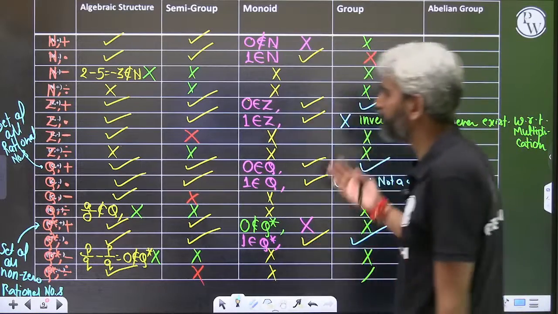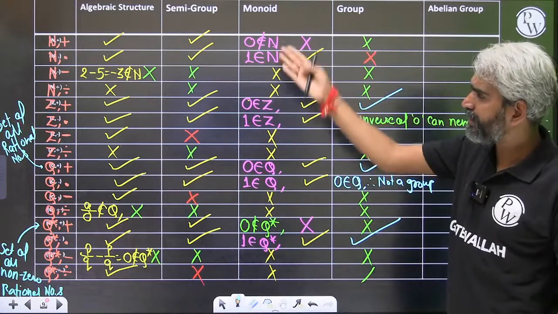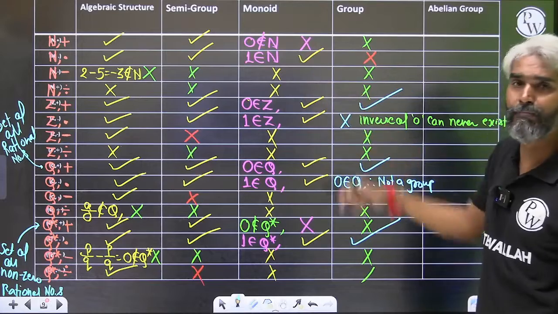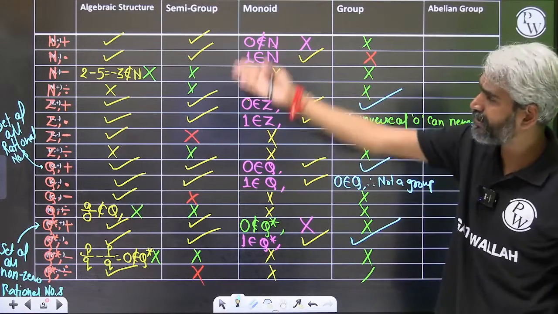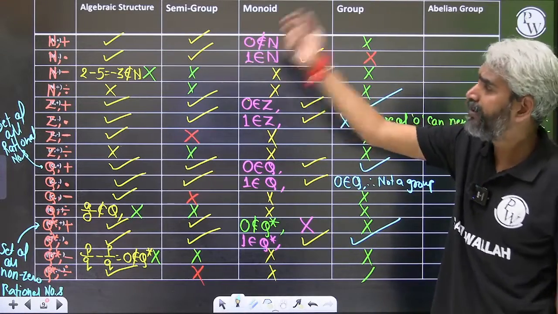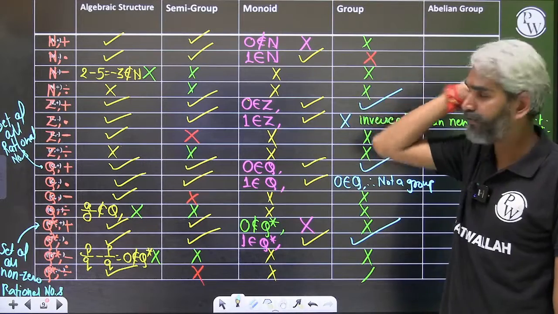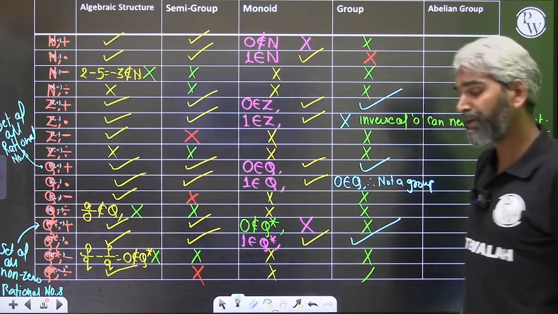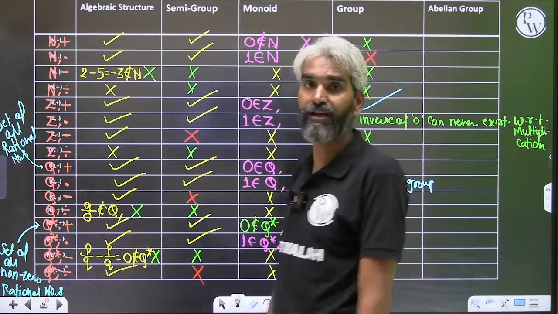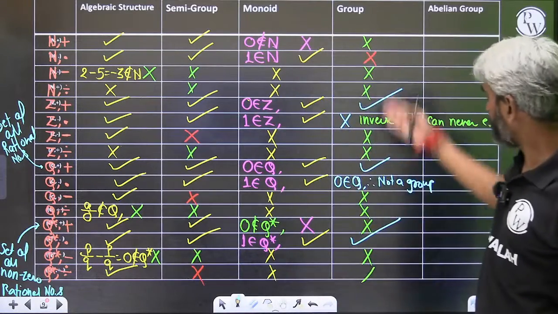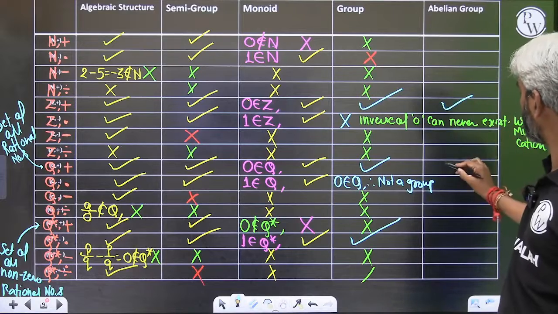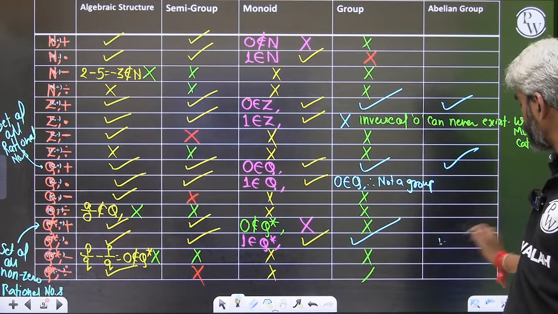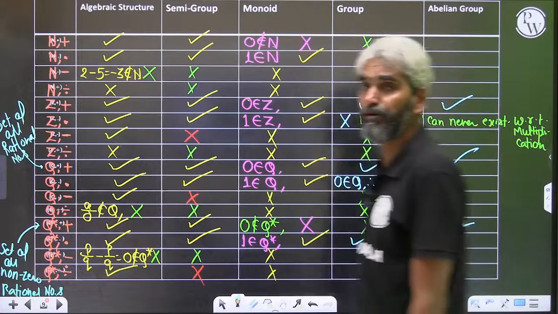Now, because we are talking about addition and multiplication with respect to real numbers, set of natural numbers is also real numbers. Set of integers will also belong to set of real numbers. Set of rational numbers will also belong to set of real numbers. And multiplication and addition of real numbers is commutative. Therefore, all these groups will also be abelian group, or commutative group.